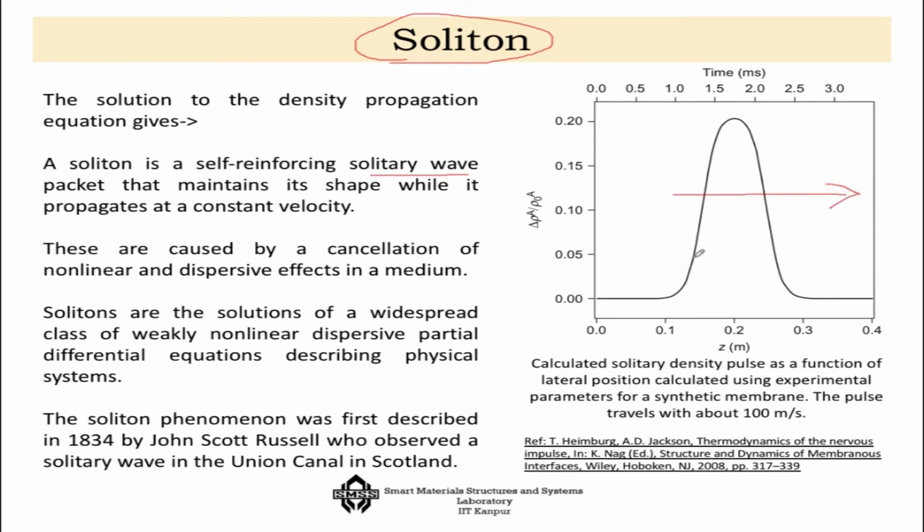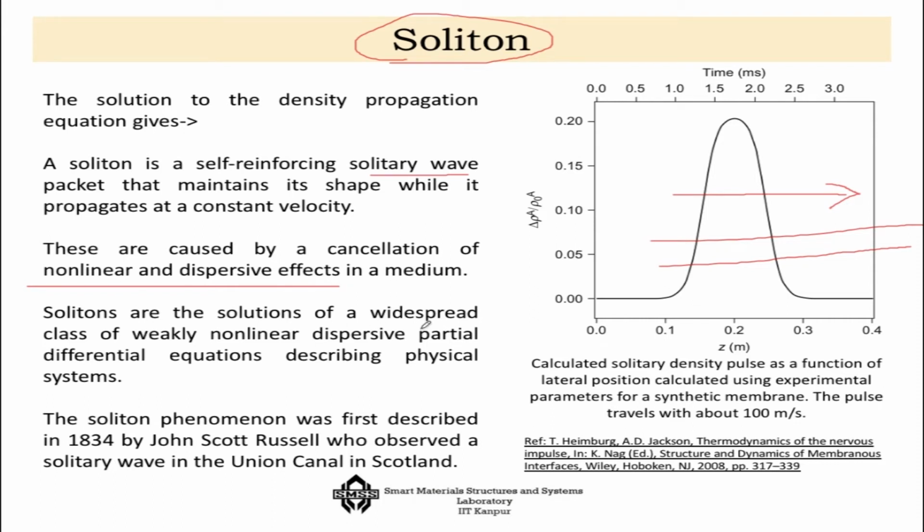Imagine that this is the direction of the action potential. So there is a soliton that is propagating. If we solve that wave equation, that will give us a soliton. And how are these caused? By a cancellation of nonlinear and dispersive effects in the medium. That's why I said that the dispersive effect is important, because it is going to cancel out the nonlinear part.